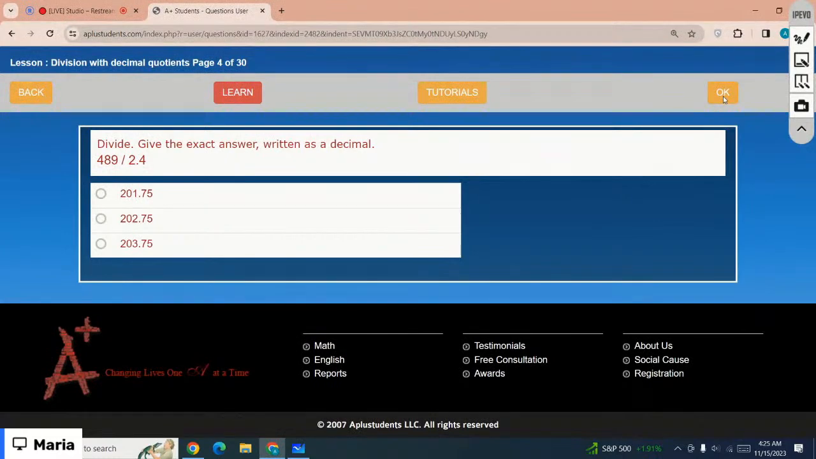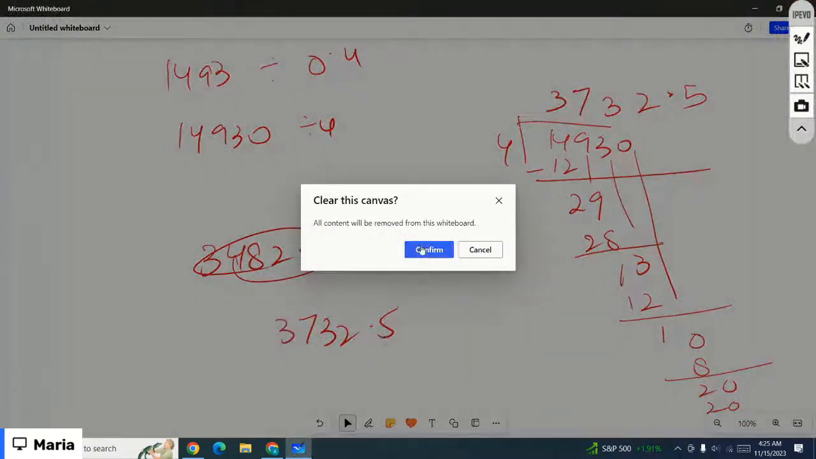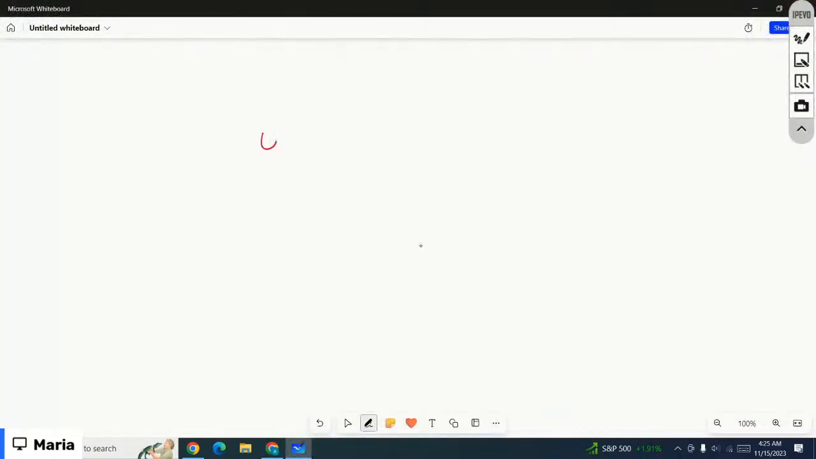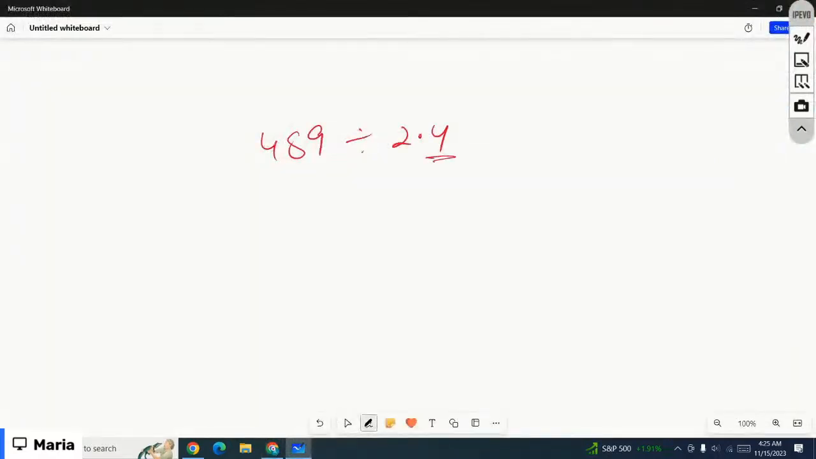Okay, 489 divided by 2.4. You have only one decimal place, right? So for both the divisor and dividend, move one place, right? So that would be 4,890 divided by 24, right? Now let's just divide.